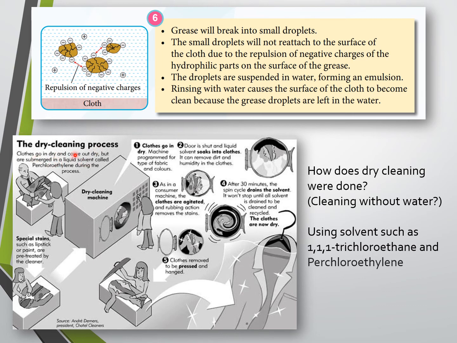So how is the dry cleaning process done? Dry cleaning means without water. This diagram shows you how the dry cleaning process works. This is just additional information for you.